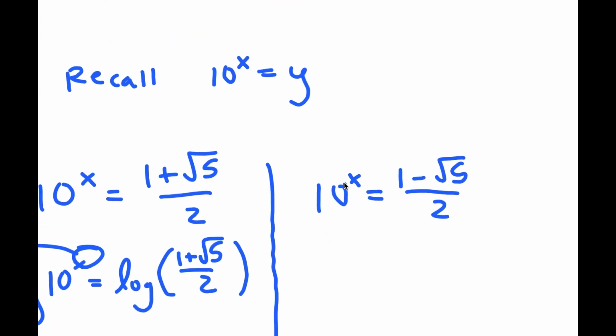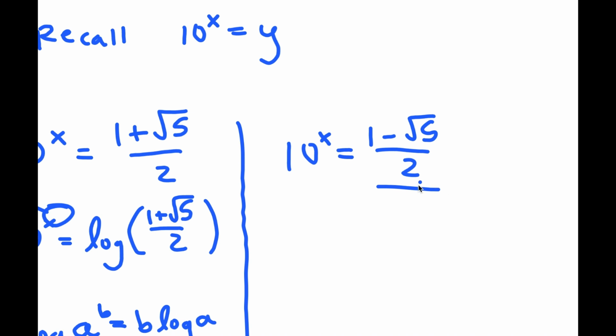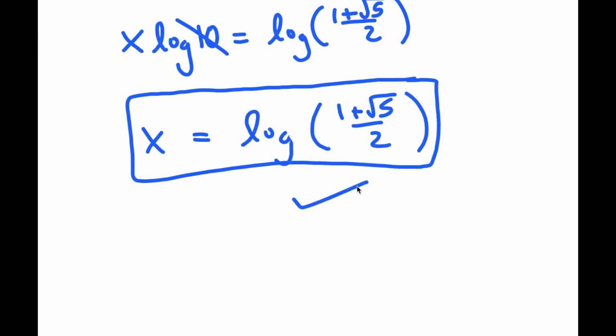And now if I go over here, well, 1 minus the square root of 5 over 2 is a negative number. And you can't take the power of a positive number and make it equal to a negative number. So there's no solution to this. So this is my only solution.